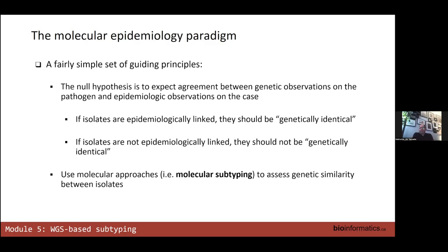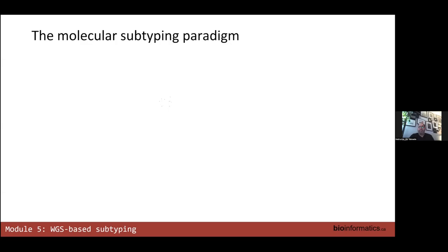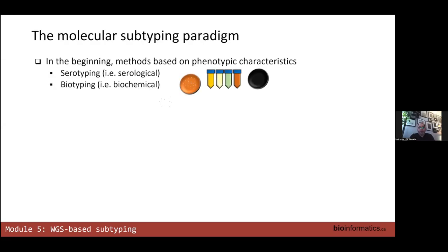So really a lot of this started with the development of methods to assess genetic similarity between isolates. Of course, this goes back 100 years to when people started using biological approaches, culturing, moving on to things like serotyping and so forth. So those are old school methods that, at their core, were about trying to identify the possible genetic similarity between pathogens.